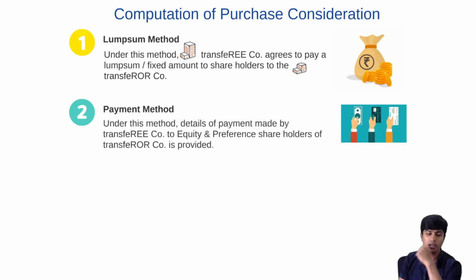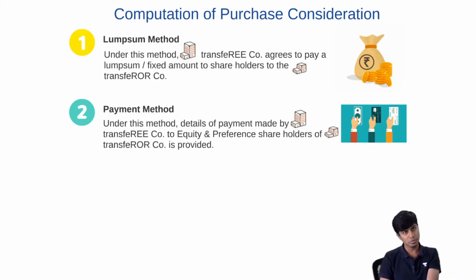PC. Have a look. Under this method, details of payment made by the transferee company to equity and preference shareholders of the transferor company is provided, and we basically compute the total PC.